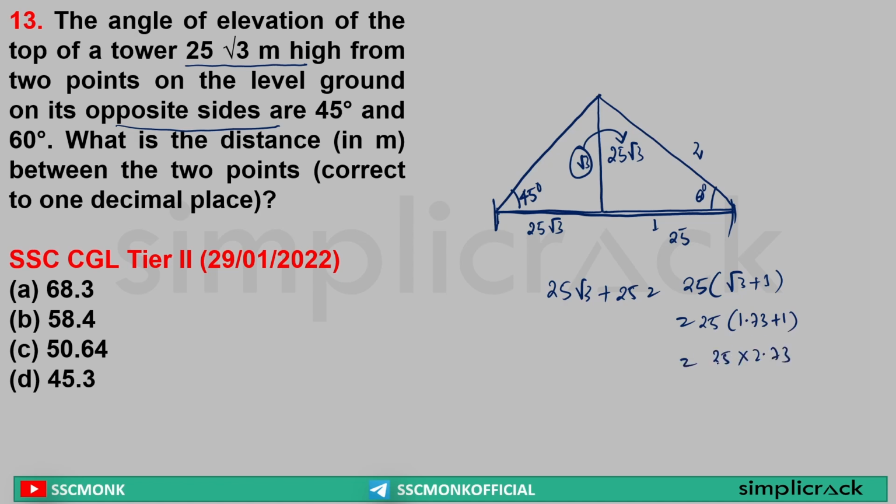So 25 into 2 is equal to 50. Plus 25 into 7 is equal to 175 something. If I do it with the decimal, it will be 17.5, which is equal to 67.5 plus something, because I haven't considered 0.3 as well. That means the answer must be greater than 67.5. That is the only option available, 68.3, option A. Clear? You have to be a bit smart.